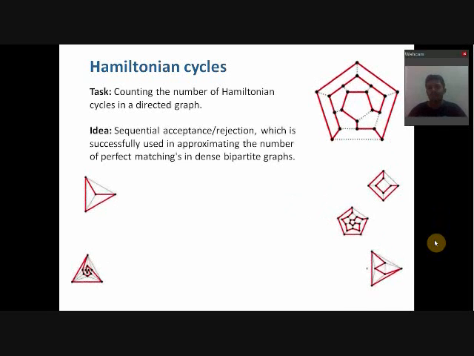No concept is celebrated without its applicability. Let us see the areas in which FPRAS finds its application and makes its contribution. We are going to pick one of the famous applications, which is Hamiltonian cycles. The task is quite simple: counting the number of Hamiltonian cycles in a directed graph. The idea is to use sequential acceptance or rejection so that we approximate the total number of perfect matchings. The idea comes from the FPRAS technique.